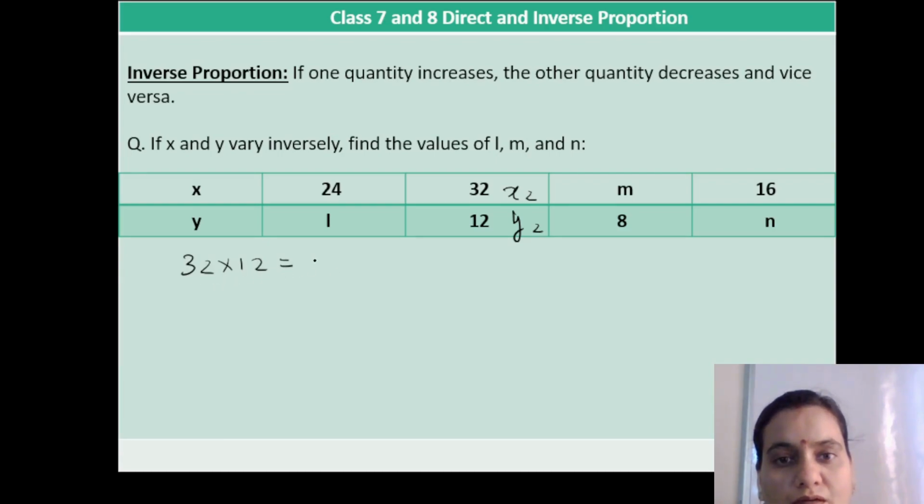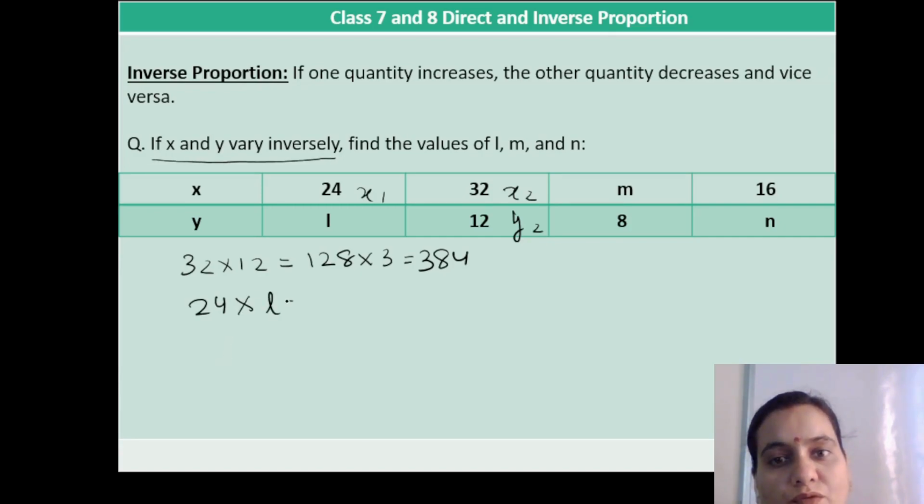I think 32 into 4 I'll do first. That will be 128, and then into 3. What will it come up to be? 3 8s are 24, 2 gets carried over, so 6 plus 2 is 8, so 384. So this 24 into L, that is x1 and L, should also come up to be 384. Since it's already given that they vary inversely, we can go ahead and write 24 into L is equal to 384. So L will be equal to 384 divided by 24.